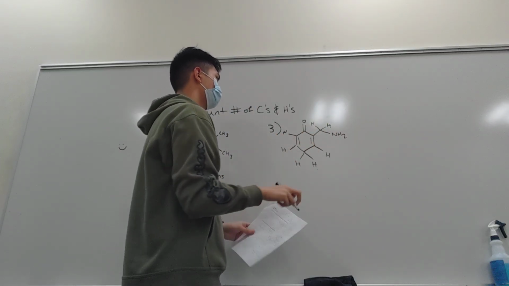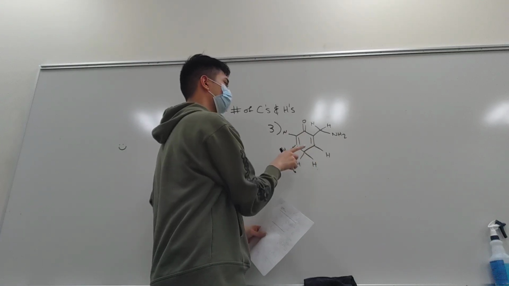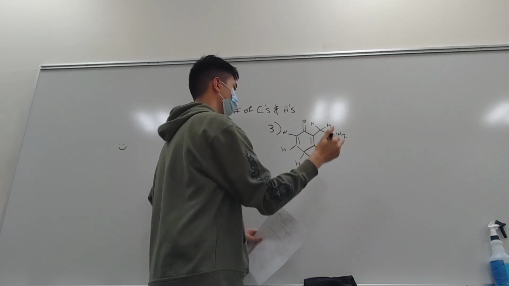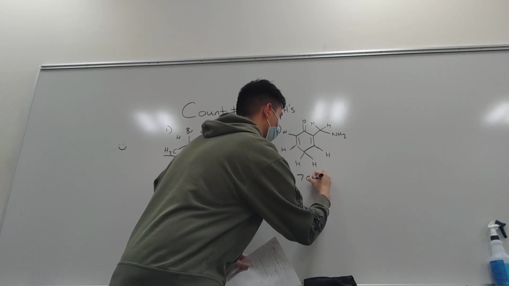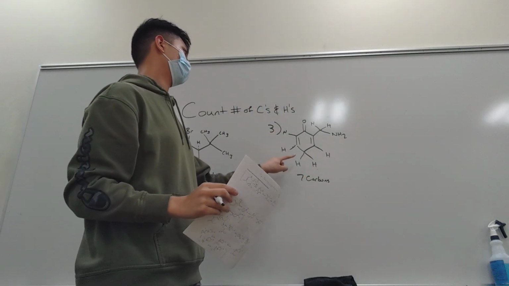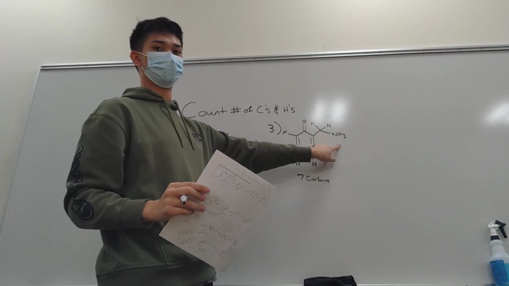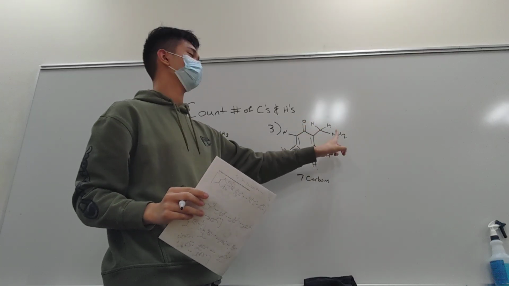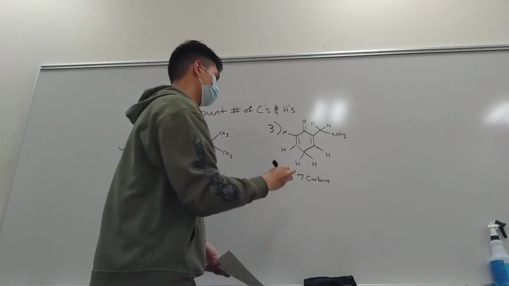So we have 1, 2, 3, 4, 5, 6 carbons, plus another one, 7 carbons. And then we have 1, 2, 3, 4, 5, 6, 7. Don't forget the hydrogens on this amine, 8, 9 hydrogens.